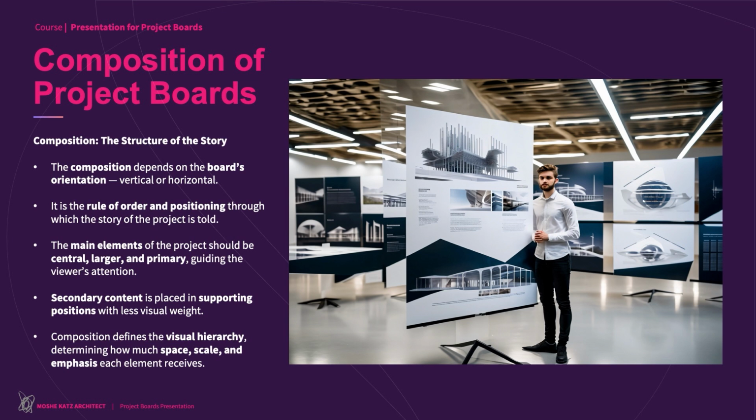So the composition is a rule of the order that we are positioning certain things on top of our board, and it tells the story of our project and how we decide to progress with that story. The main key element of a composition is the project story, which is the primary and biggest element in the central part of our board, while the rest is secondary. It's very small and it complements the main thing, and it will determine the volume and the mass of materials that we're putting on top of our boards.